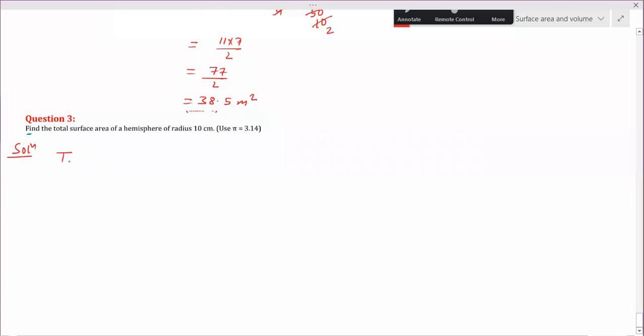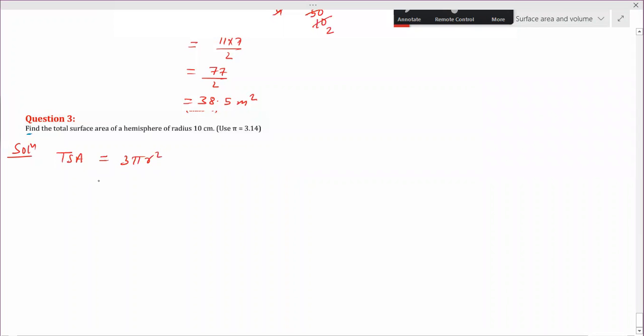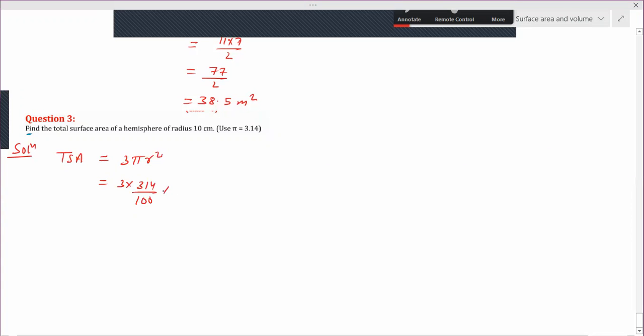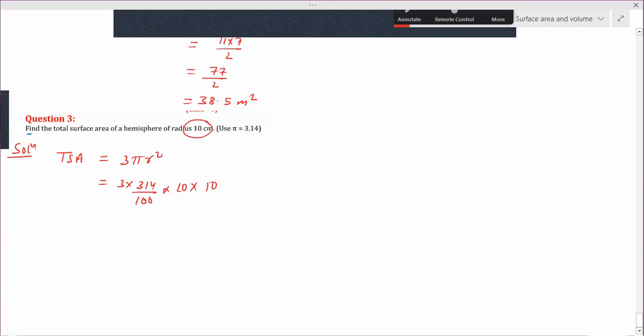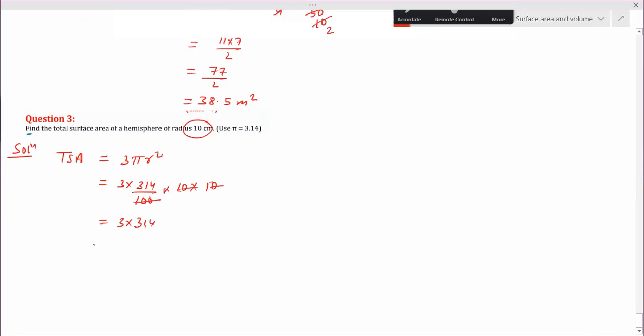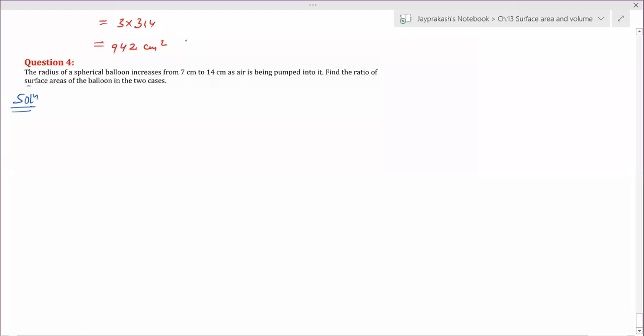So we know that the TSA of hemisphere is 3 pi r square. Now just substitute the value. It is 3.14, so we can write here 314 upon 100, and the radius is 10 centimeter. So 100 cancel. So it is 942 centimeter square.